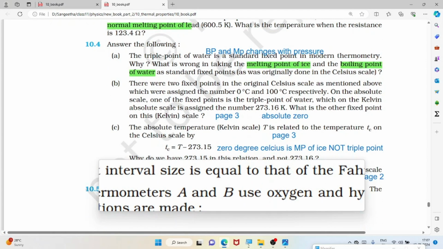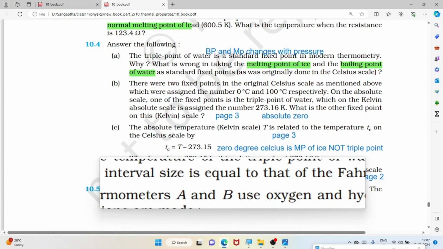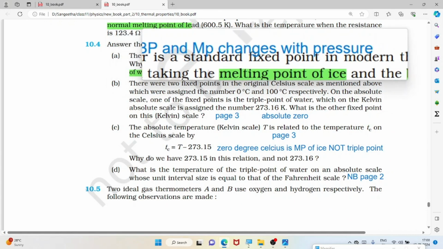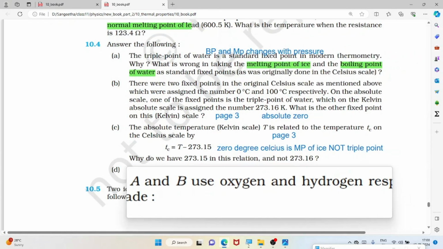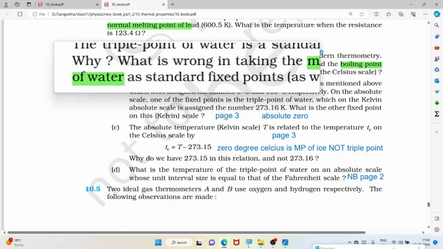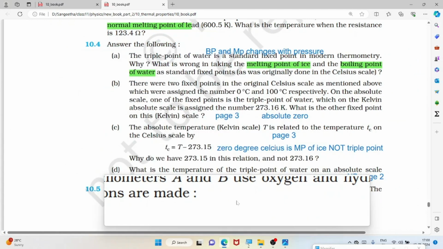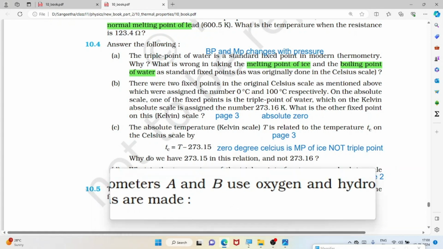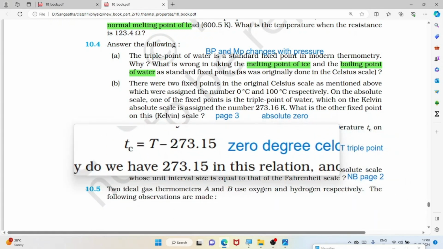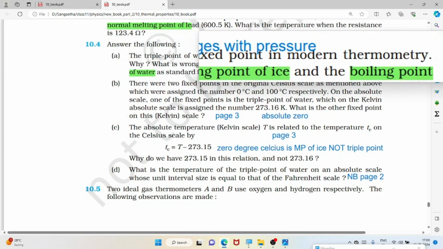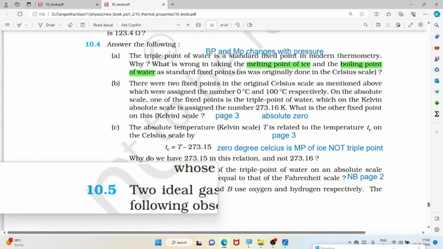Answer the following. The triple point of water is a standard fixed point in modern thermometry. Why? What is wrong with taking the melting point of ice and boiling point of water? This triple point is a constant, that is 273.16, but the melting point and boiling point vary with the pressure. That is why we use the triple point as a fixed point.